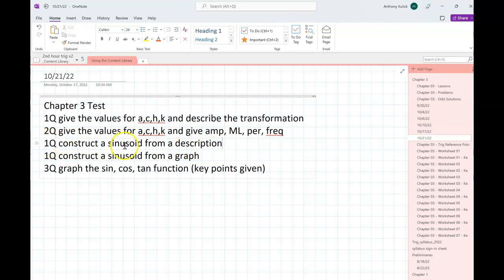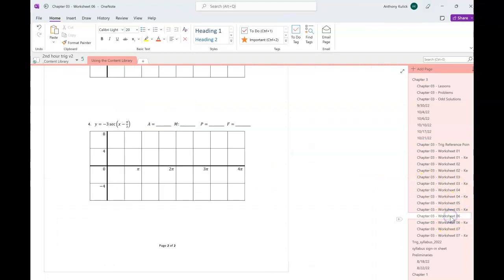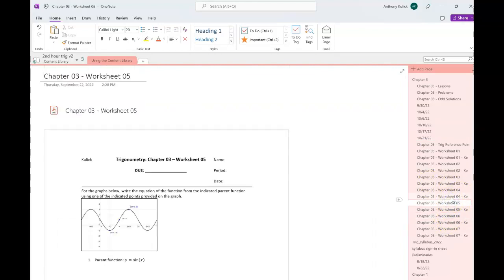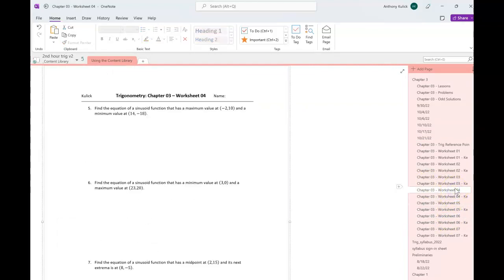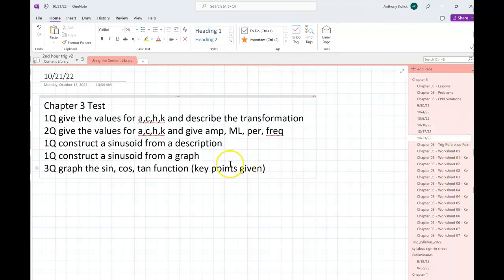We'll have one question where I ask you to construct a sinusoid from a description. That was like what you guys did in worksheet 4. So I would probably include an example or two on my note card for something like that. That feels like a problem where just having an example would be the most helpful, right?